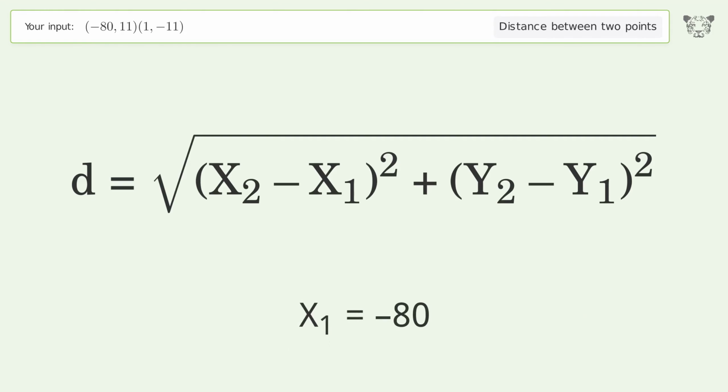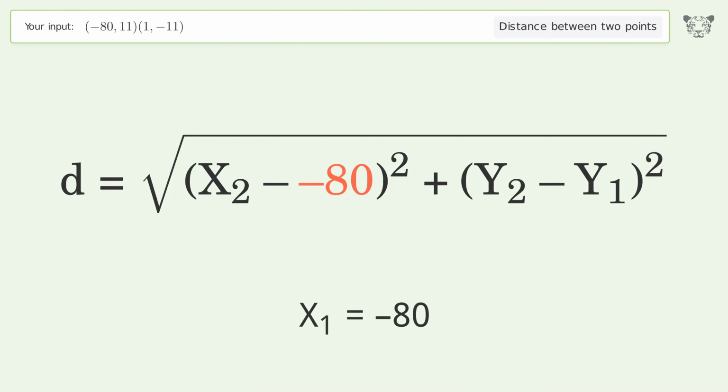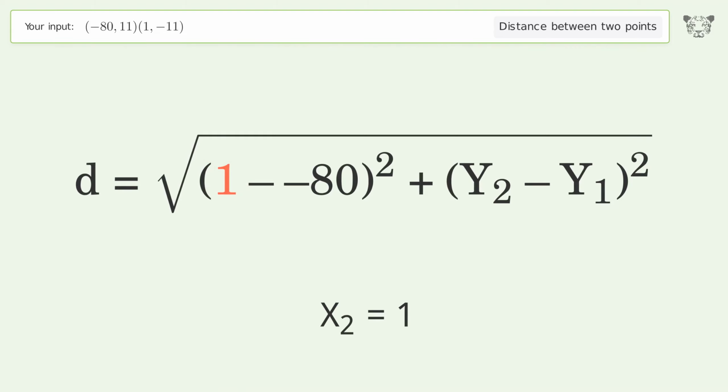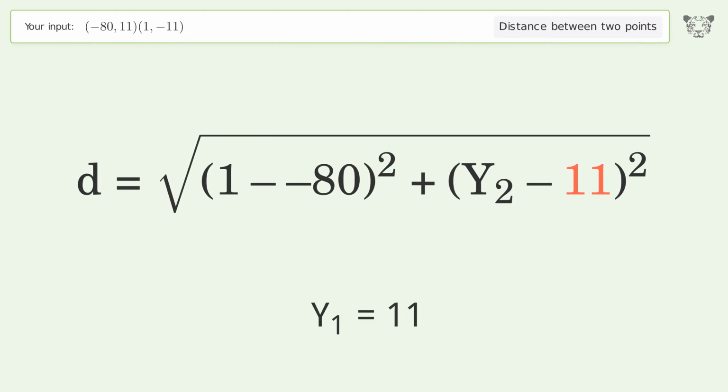x1 equals -80. x2 equals 1. y1 equals 11. y2 equals -11.